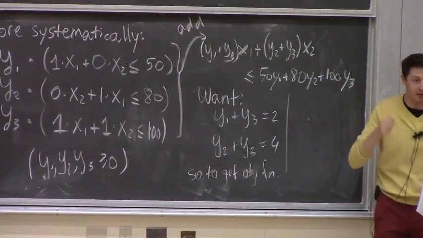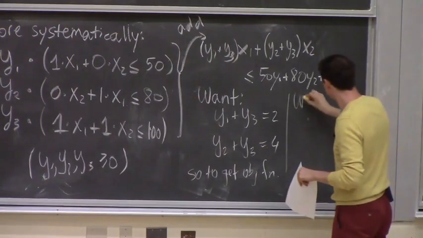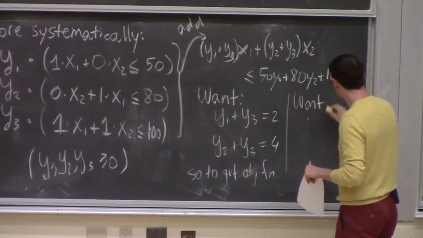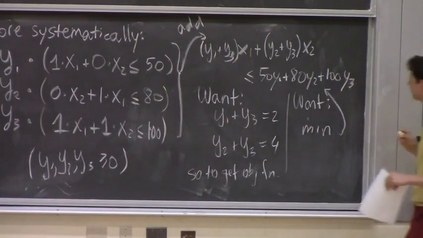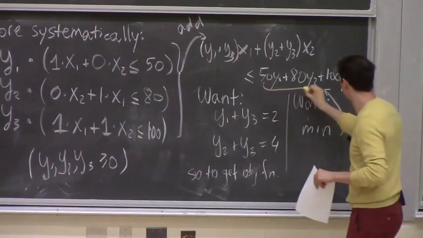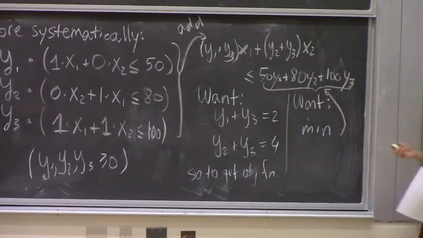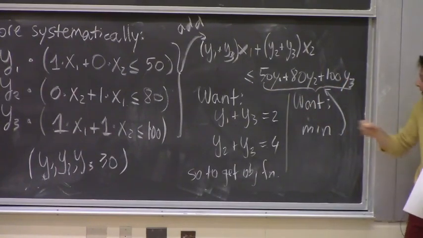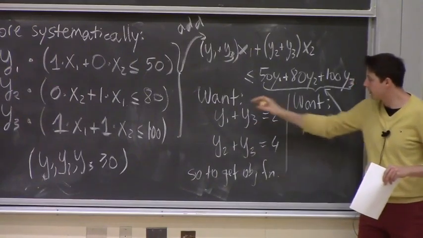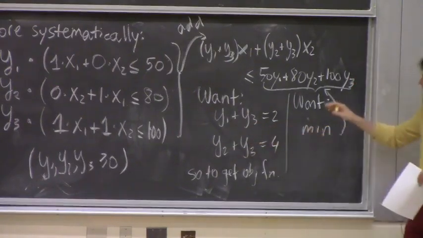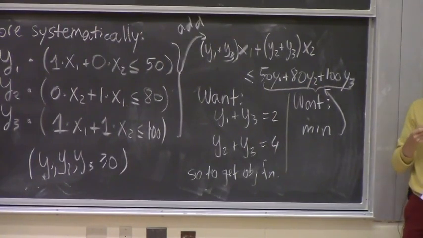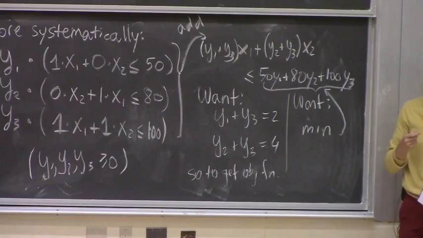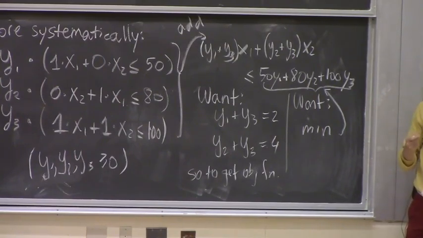The smallest, the best, right? So another thing that I want is to minimize this expression, this right-hand side. For any y1, y2, y3 that satisfies these left-hand constraints, I want to minimize that expression because it will give me the best upper bound that I can derive. That sounds like a linear program, right? So let's try to write it as a linear program.